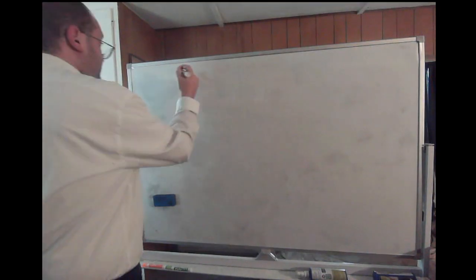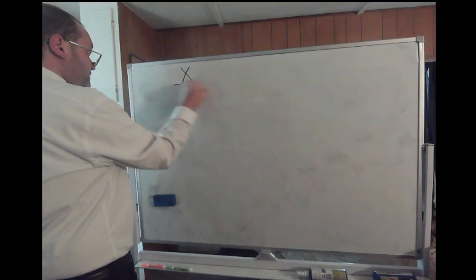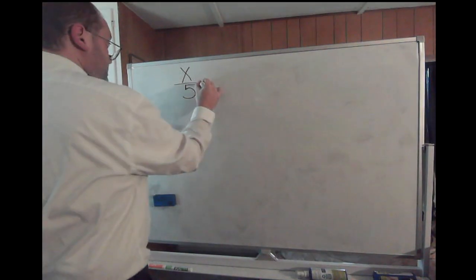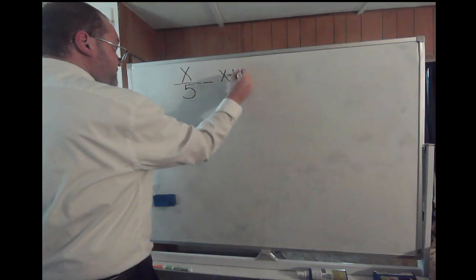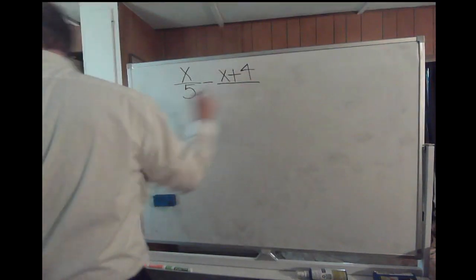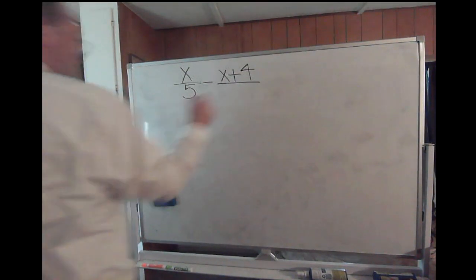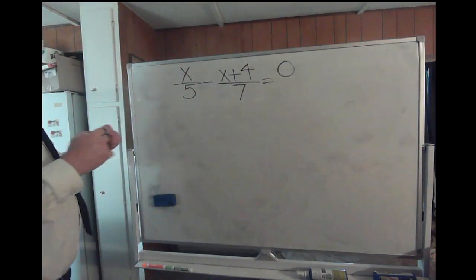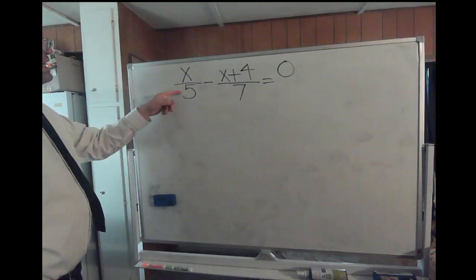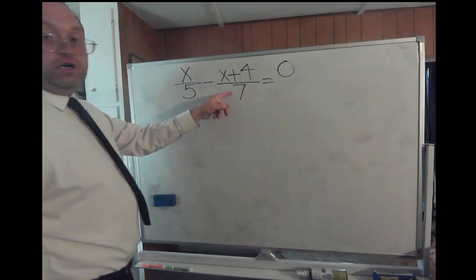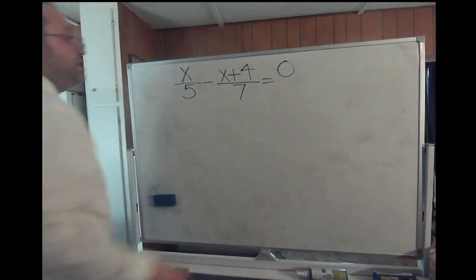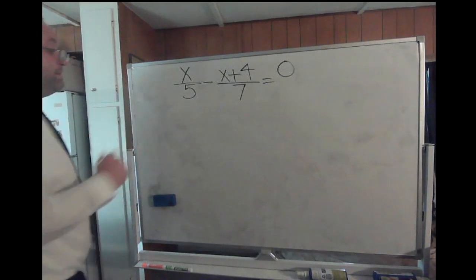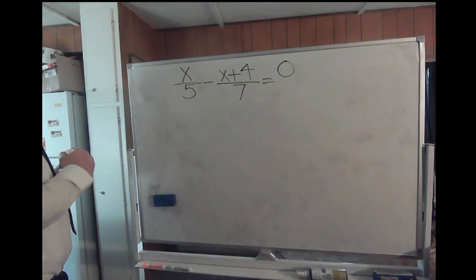Alright, let's see here. We have x over 5 minus x plus 4 all over 7 equals 0. Alright, so we have x over 5 minus x plus 4 all over 7 equal to 0. Well, we need to find the least common denominator of 5 and 7. The least common denominator would be 35.